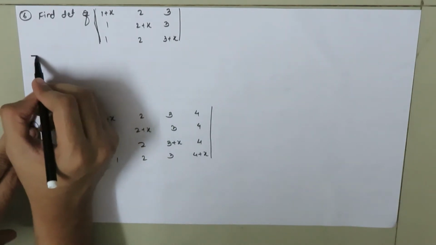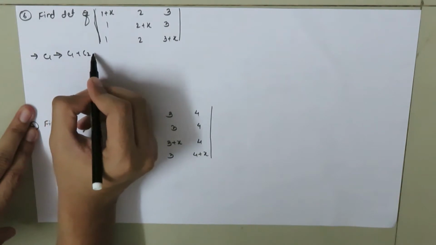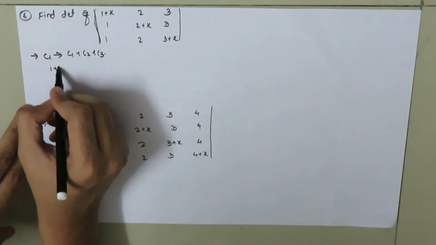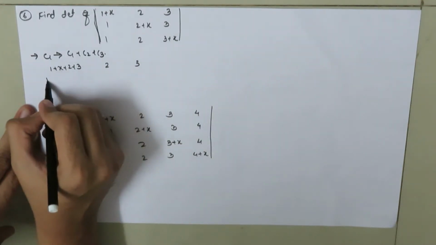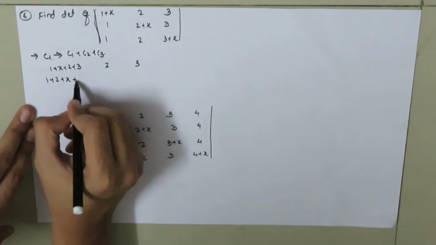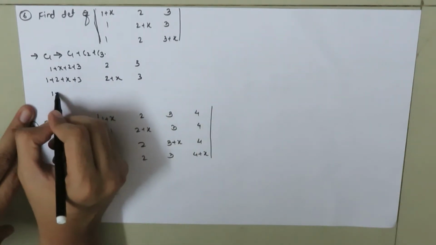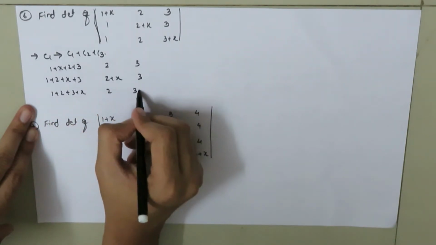So here we have C1 such that C1 plus C2 plus C3, and here we'll get 1 plus x plus 2 plus 3. Here we have 2, 3. This will be 1 plus 2 plus x plus 3. Here we have 2 plus x and 3. Here we have 1 plus 2 plus 3 plus x. Here we have 2 and 3 plus x.